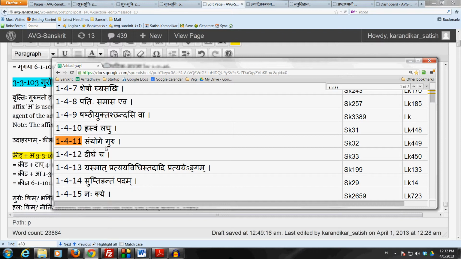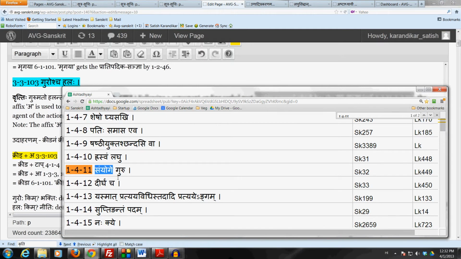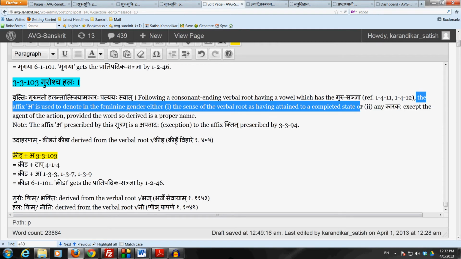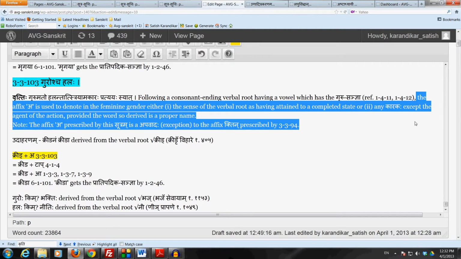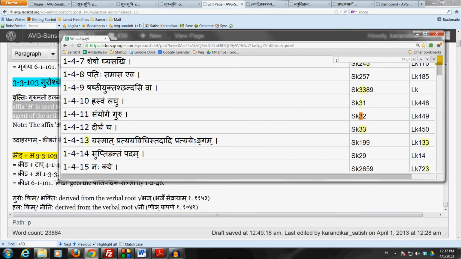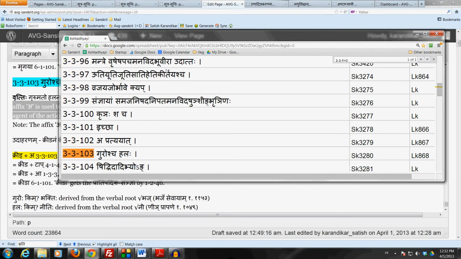So the guru sanya is assigned to a short vowel which is followed by a conjunct consonant and to all long vowels. In order for this sutram 3.3.103 to apply, the verbal root has to have a vowel which has the guru sanya, which means the vowel is short and followed by a conjunct consonant, or the vowel is long. Following such a verbal root, the affix a is used to denote in the feminine gender either bhavaha, the sense of the verbal root as having attained a completed state, anuvritti coming from 3.3.18 bhave, or any karakaha except the agent of the action, provided the word so derived is a proper name, anuvritti coming from 3.3.19 akartricha karake sanyayam. Now the affix a prescribed by this sutram is apavadaha, an exception to the default affix ktin prescribed by 3.3.94 striyam ktin.